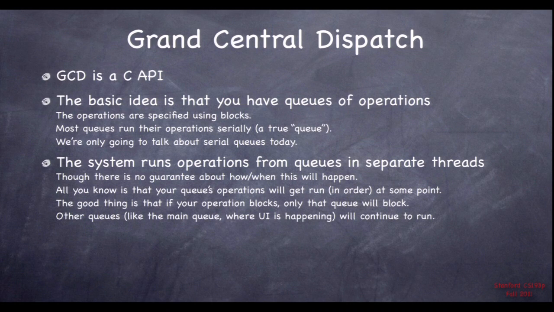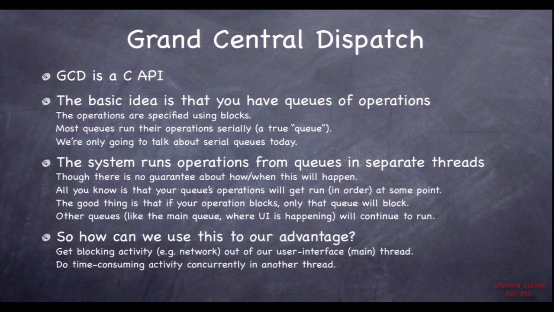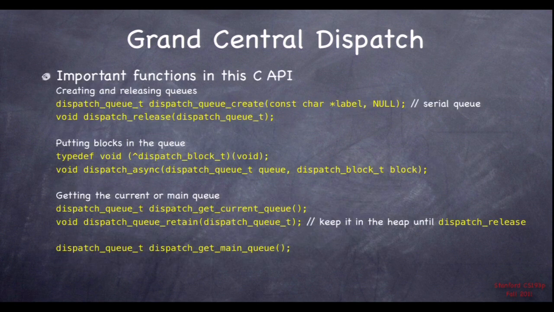So the way we're going to do multi-threadedness is we're going to queue up blocks for things that take a long time, let them run in other threads, and then from those threads, we'll queue up blocks to run back on the main thread to update the UI. You will see this when I show you an example. This allows us to get all this blocking activity, like accessing the network or doing something really expensive, in another thread.